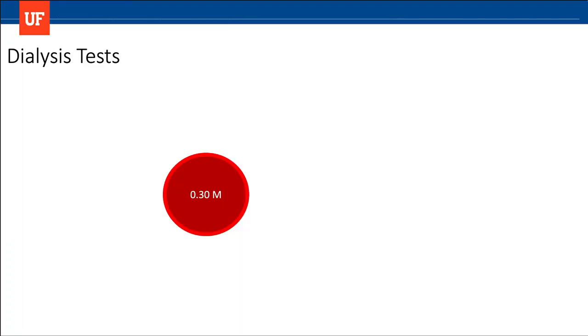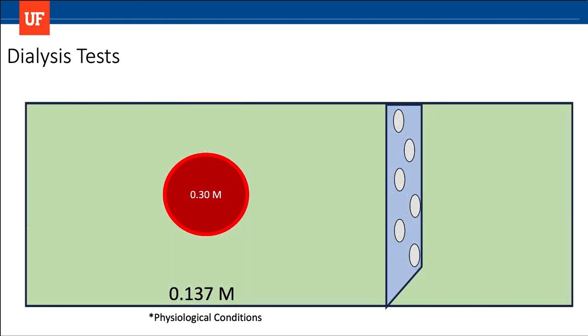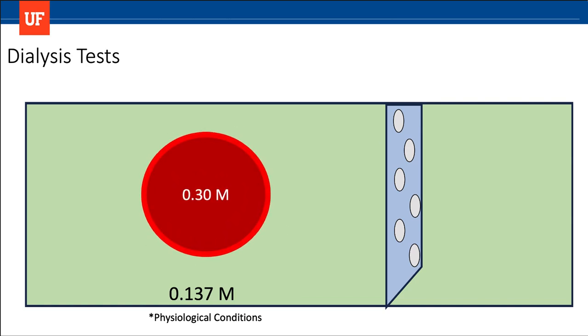And so to test the stability of these vesicles, we use dialysis testing. So inside the vesicle was about 0.3 molar of salt, and on the outside we did 0.137 molar of salt, which are physiological conditions, so conditions inside the body. And so this created a difference in salt concentration, and this created a desire for the water to go inside of the vesicles to have the inside of the vesicle salt concentration equal the outside. And so this could break the vesicle, leading it to explode out or to grow in size, which would then tear the membrane and make it into a coacervate.